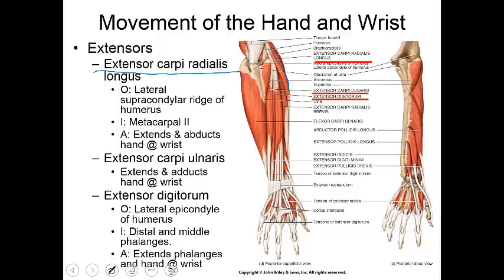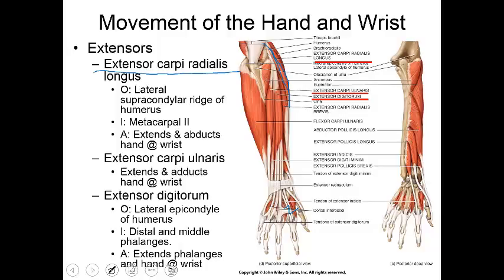Extensor Carpi radialis. It originates from kind of the lateral condyles. There's a little ridge called the supracondylar ridge. It originates from the lateral condyle side of the humerus and goes downwards, inserts itself into metacarpal 2, which is right here. And it extends and abducts. So the flexors help you flex and adduct. The extensor is helping you extend and abduct the hand.